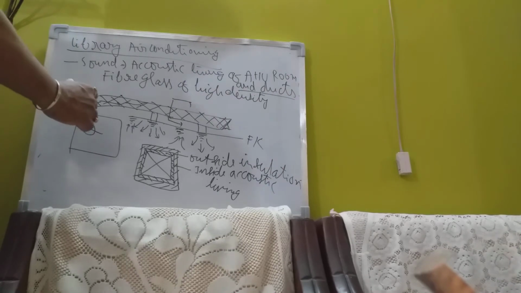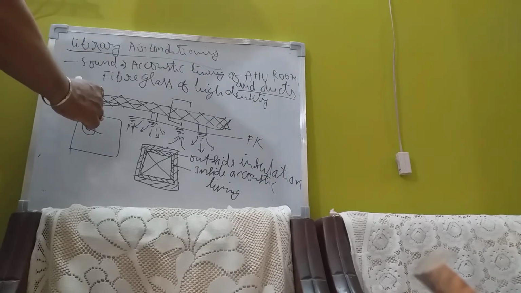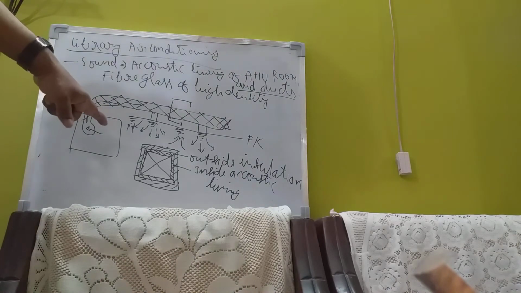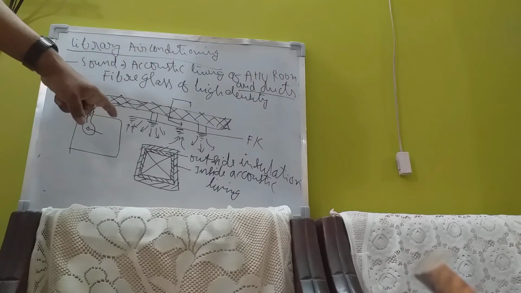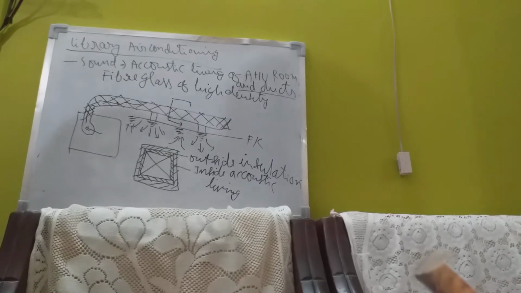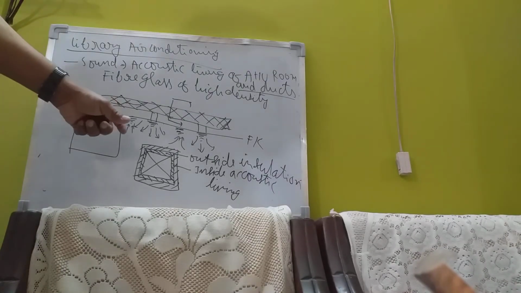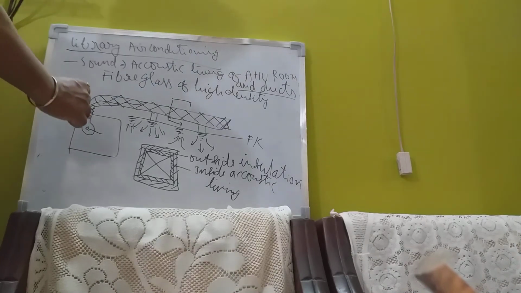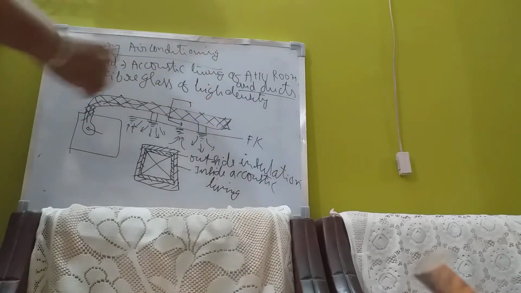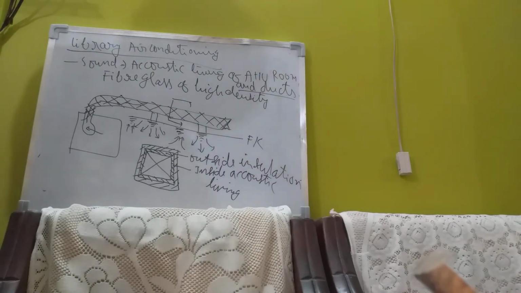That means whatever sound is being propagated from the HU room, by chance, as I told, the HU room itself is totally insulated, acoustically lined. So of all the sounds of the HU room, around 80% gets absorbed in the acoustic lining. The 20% sound which gets transmitted through the whole duct, because of the acoustic lining in the whole length of duct up to the room, it gets absorbed. And no sound reaches the library.